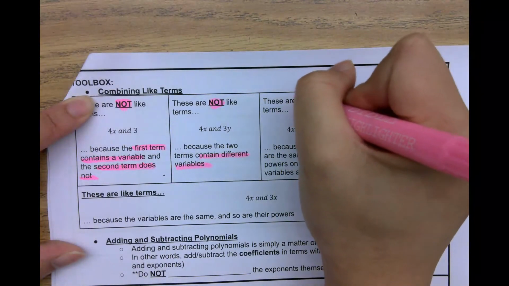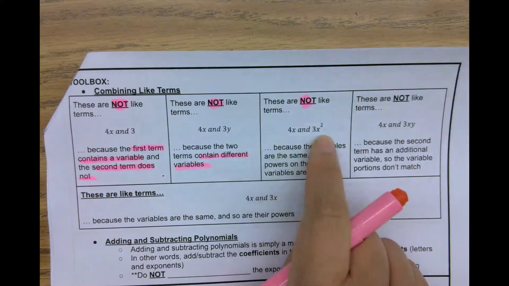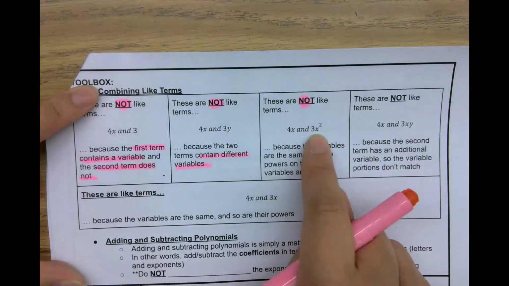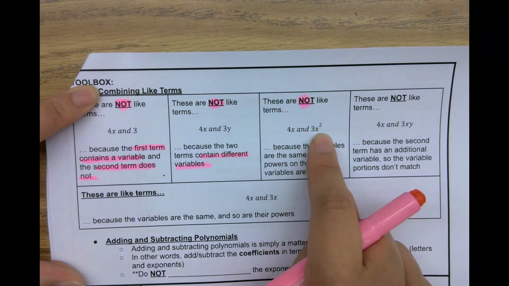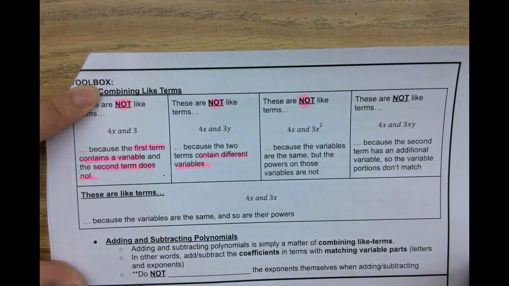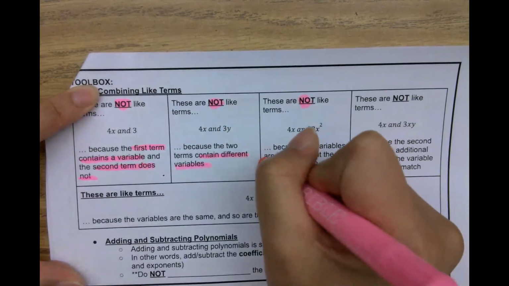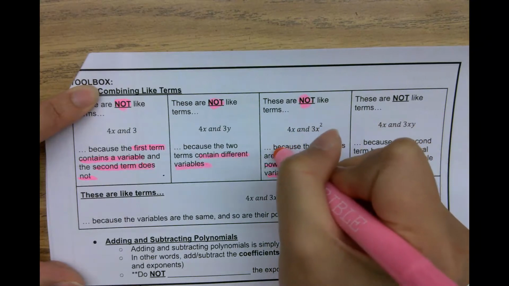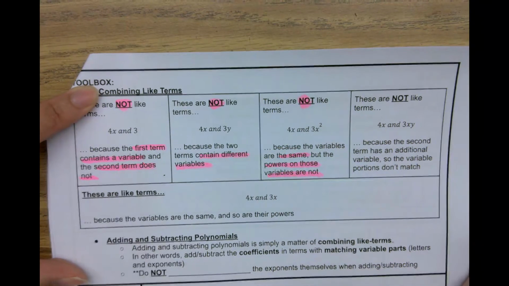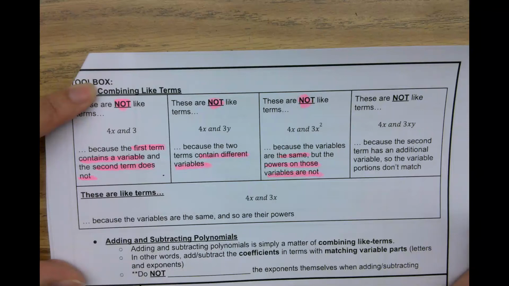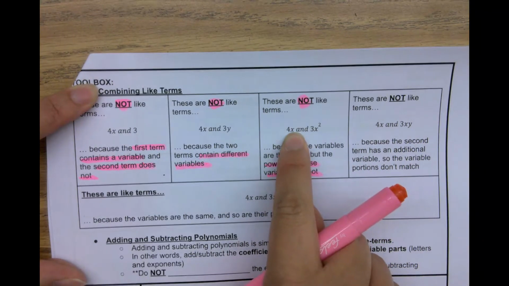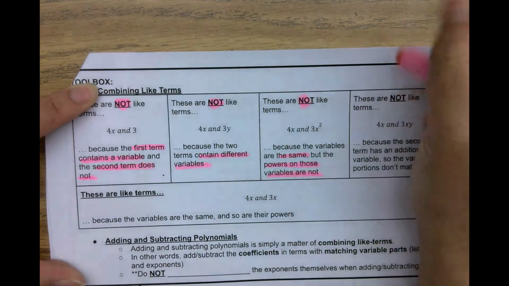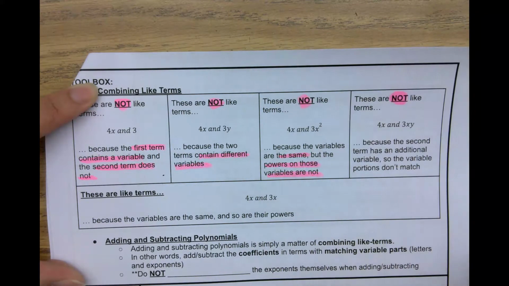Another thing that is not like terms is something like 4x and 3x squared. You might be like, but Miss Ng, they both have a variable. They are the same variable. Why are they not like terms? The reason is that the powers on those variables are not the same. So even though the variables are the same, the powers on them are not. This is x to the power of 1. This is x to the power of 2, x squared.